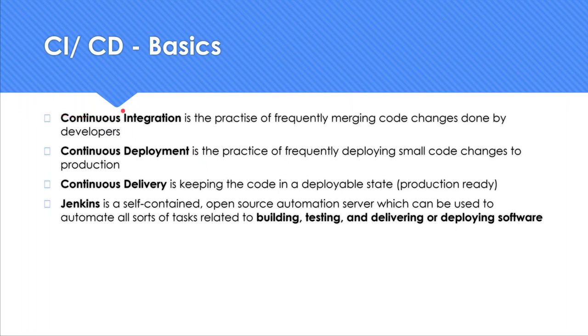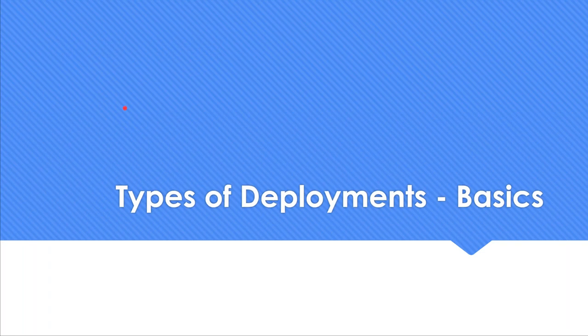The second thing usually used is the types of deployment you are going to use. There are different types of deployments available. The first one people usually prefer in Kubernetes is rolling update.